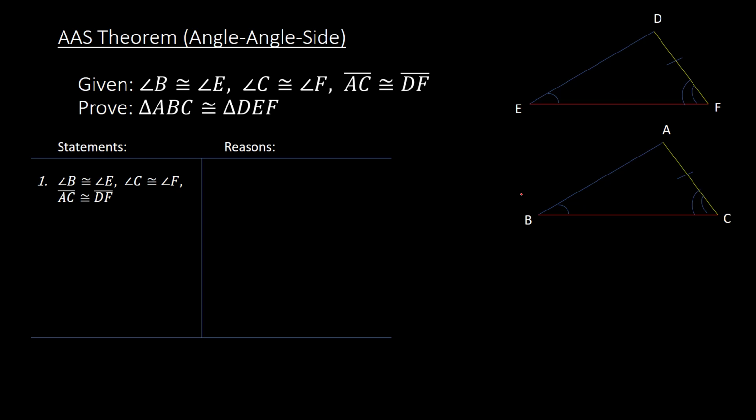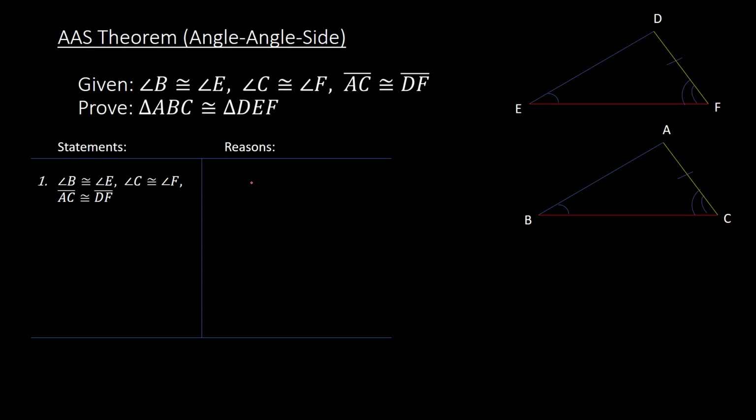Now we have what's called the angle-angle-side theorem, and this one needs to be proven. And this one says if you have angle B congruent to angle E, so the bottom left angles, and angle C is congruent to angle F, so the bottom right angles, and then AC is congruent to DF, so the segment here on the right. If those are congruent, then the theorem says that those triangles are also congruent.